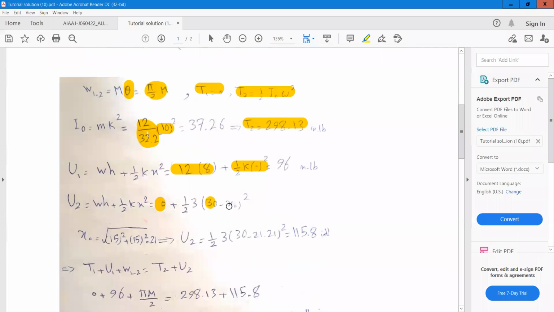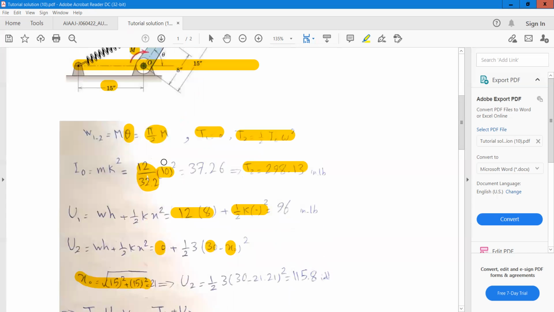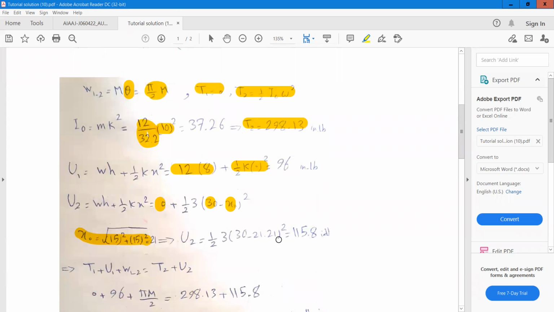This is 30 minus x naught, where x naught is the initial, or unstretched, length of the spring. And x naught, the unstretched length, is equal to the square root of 15 squared plus 15 squared, because when this spring is in vertical position, the length of the spring is the unstretched length. According to the trigonometry relations, we can conclude that the length of the spring is equal to the square root of 15 squared plus 15 squared. So this is x naught, and we can substitute and calculate the final potential energy.